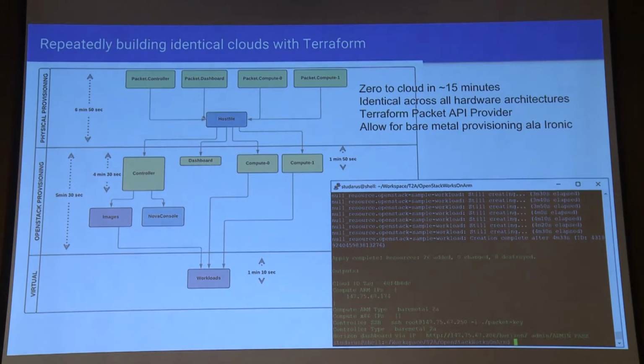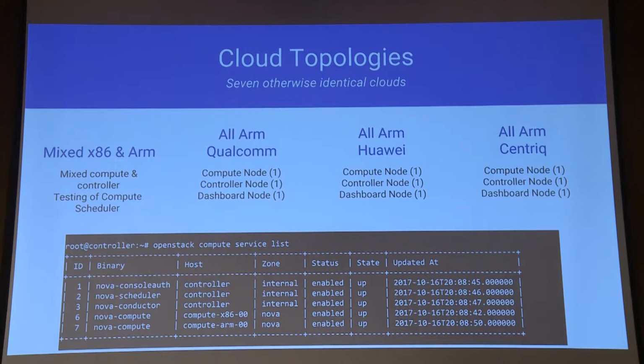So I spun up a minimum of 3 nodes for each of the different ARM-based systems: a compute node, a controller node, and a dashboard. And then I also spun up a cloud that's a combination of both AMD and ARM-based systems to make sure that the systems could work together if you wanted to have a combined cloud of 2 different processor types.